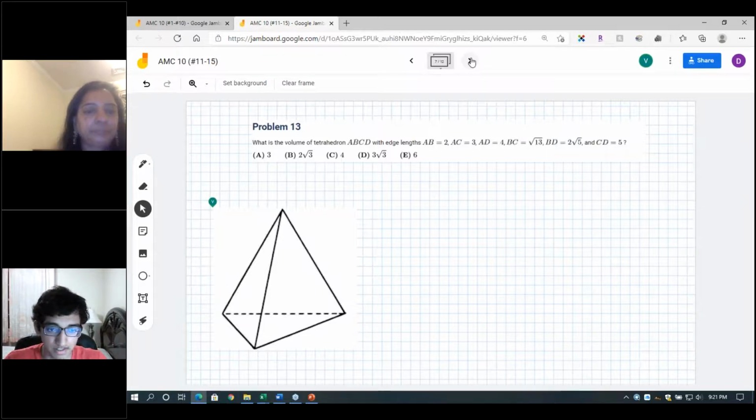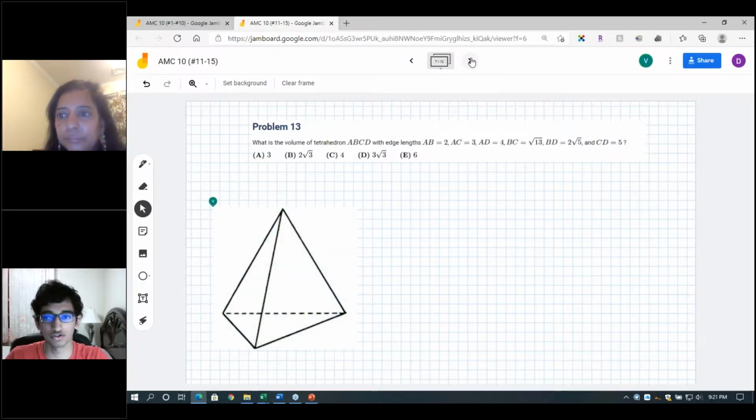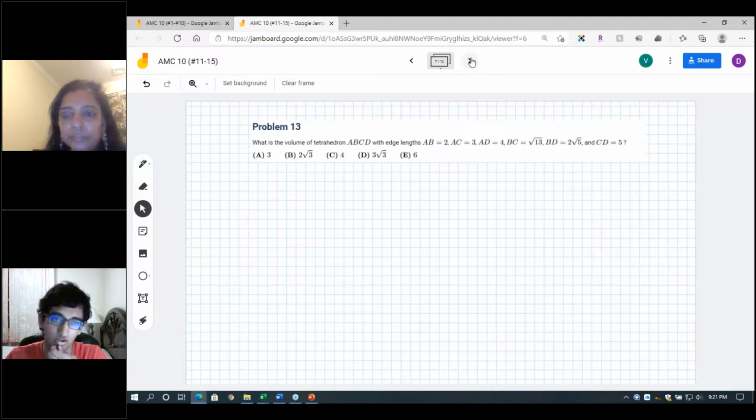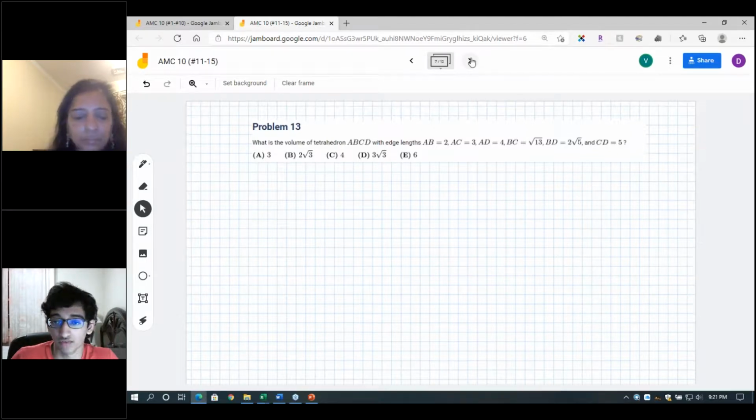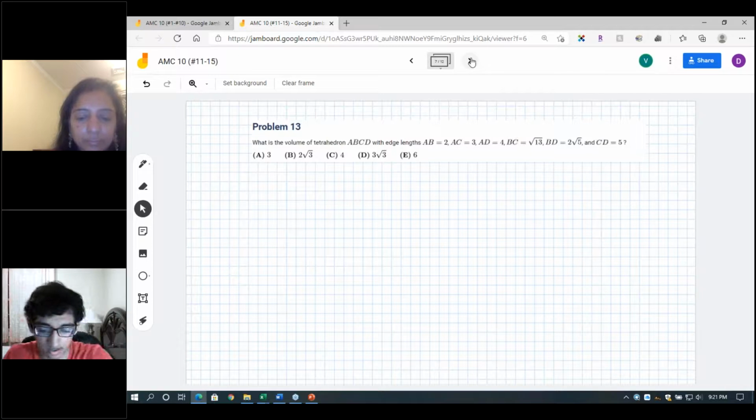One point is A, B, C, D. The thing is, this has different dimensions than our problem, so it might confuse people, so I will remove it for now. Problem 13. What is the volume of tetrahedron ABCD with edge lengths AB equals 2, AC equals 3, AD equals 4, BC equals the square root of 13, BD equals 2 root 5, and CD equals 5? So we are given all the side lengths. Using this, we can draw a tetrahedron.